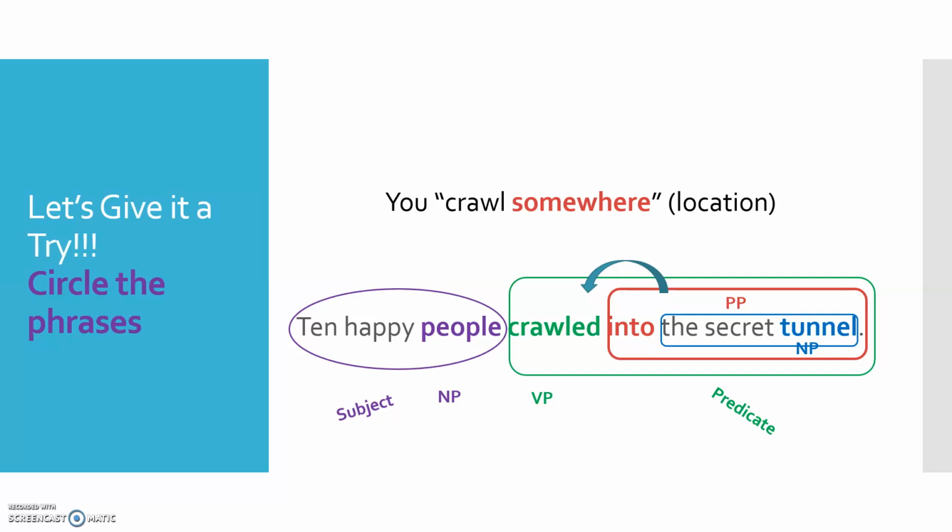Again, inside the preposition phrase, we have a smaller embedded noun phrase. So "the secret tunnel" is still an important piece, and "tunnel" is the head of that noun phrase that's integrated inside the preposition phrase. But it's not the head of the whole preposition phrase because that has to be a preposition. So that is the word "into."